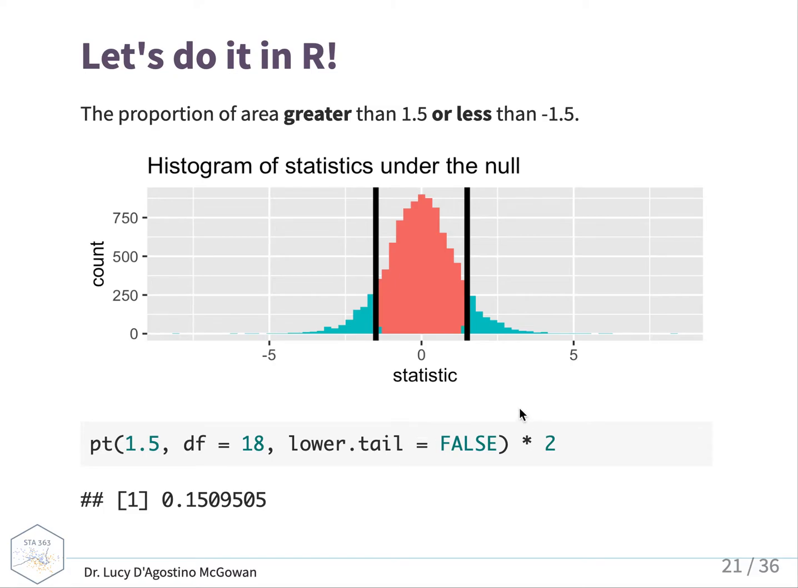To do that, we're going to multiply this value by 2. Because this is symmetric, we can do that. So I'm still going to use my 1.5. I'm going to set my degrees of freedom at 18, because this is a distribution where my sample size is 20, so my degrees of freedom are n minus 2, or 18. I still have lower.tail equals FALSE because I'd like to just get this little upper part, and I'm going to multiply it by 2 so that I can get the probability of being on either side. And so I end up with 15%. What that tells me is that 15% of the mass is as extreme or more extreme than this 1.5 value.